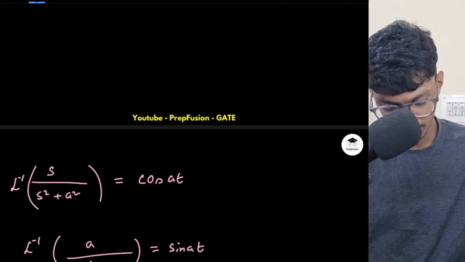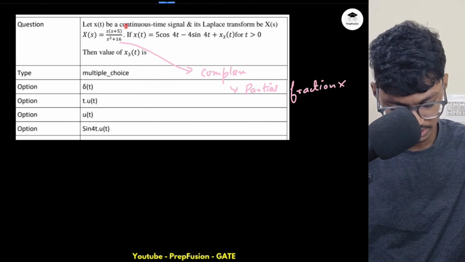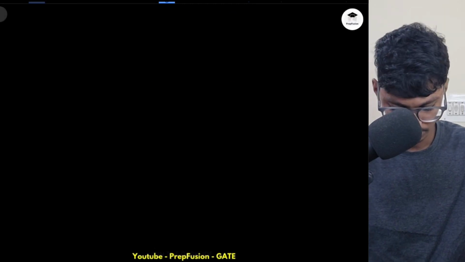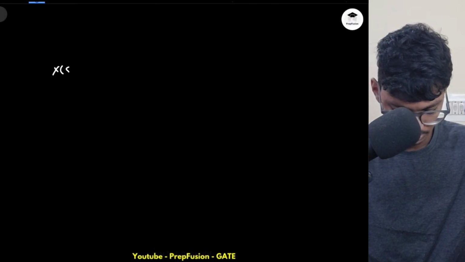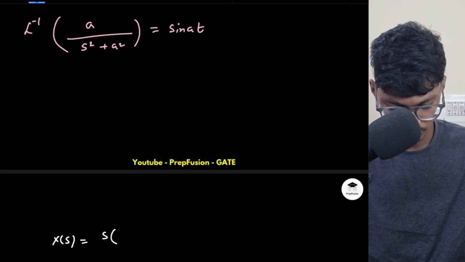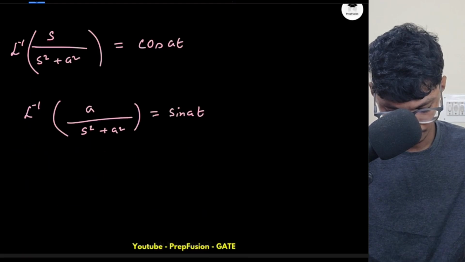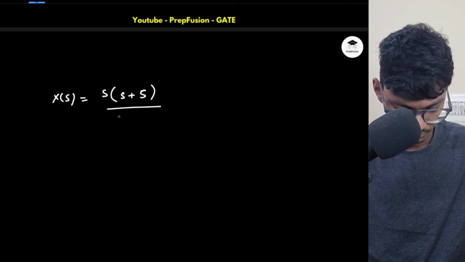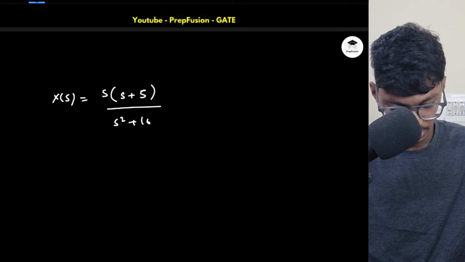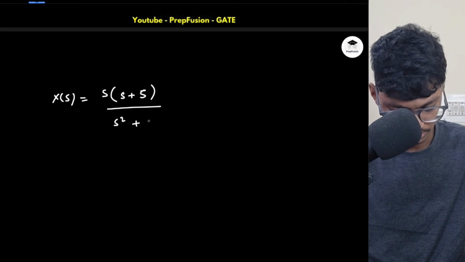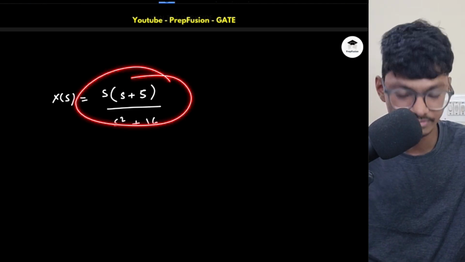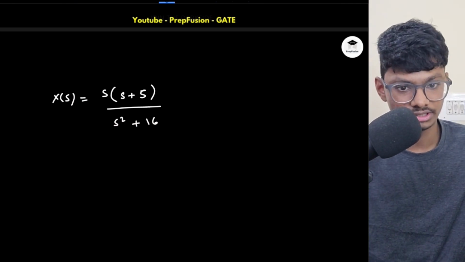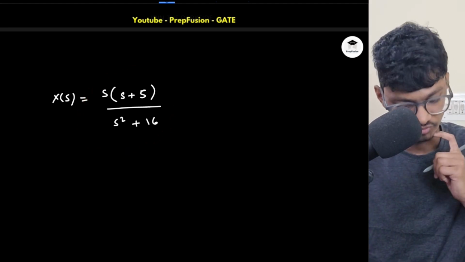Now what they have given us is this function, so I will write it down. My x of s equals s into s plus 5 into s square plus 16. Now there is a shortcut. First of all, this seems a bit difficult, as this is not my standard format. So I will convert this back to my standard format.